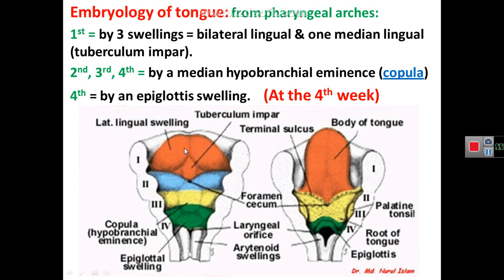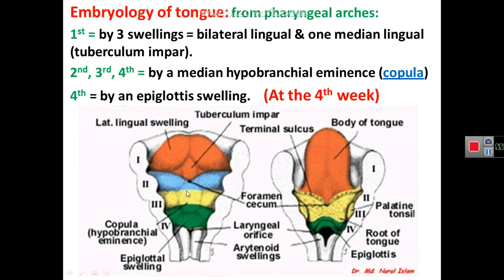Actually, the anterior 2/3 of the tongue, which is called the body of the tongue, is derived from the mesoderm of the first pharyngeal arch. The mesoderm of the first pharyngeal arch forms bilateral lateral lingual swellings and one median lingual swelling, which is called the tuberculum impar. These three swellings form the anterior 2/3 of the tongue, but mostly from the lateral lingual swellings, which is called the body of the tongue.